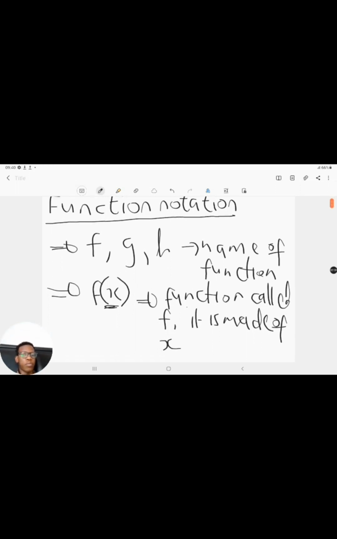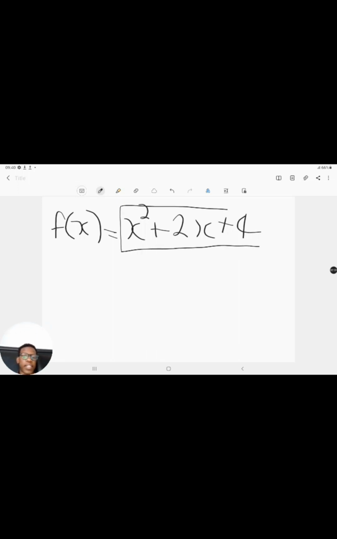An example of that would be f of x is equal to x squared plus 2x plus 4, whatever. Okay, x squared plus 2x plus 4. This is a function and it is made up of x's. The name of the function is f, and it is made up of x's, and these are the x's that make it up.